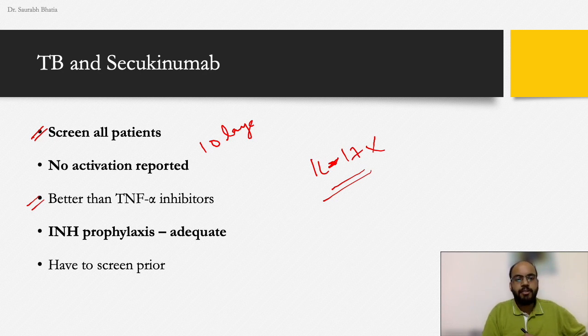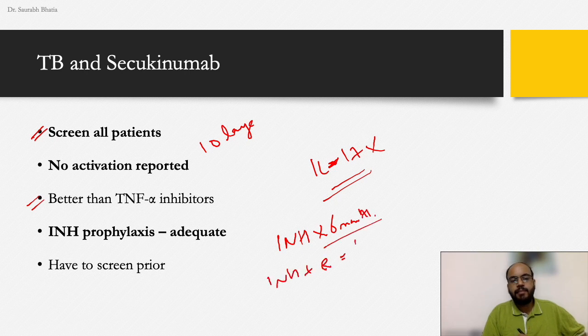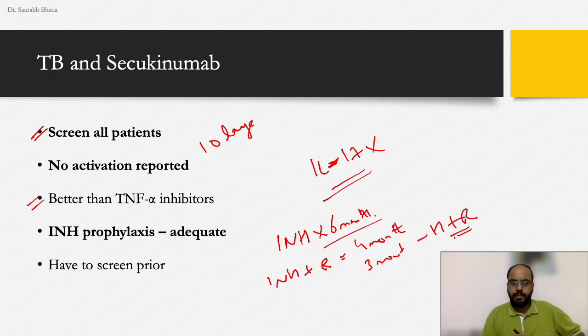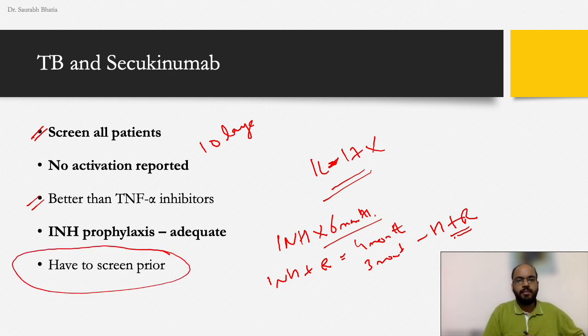So if you have a patient who has latent foci of tuberculosis, it's a good idea to start with the prophylactic regimen, which is isoniazid for 6 months. Some books do mention isoniazid with rifampicin for 4 months. And I've also read articles which mention that 3 months of combined therapy of H and R is enough. So, in short, start your patient on prophylactic therapy for tuberculosis and then consider giving secukinumab. But remember, you have to screen your patients prior. Clear? So let's move forward.